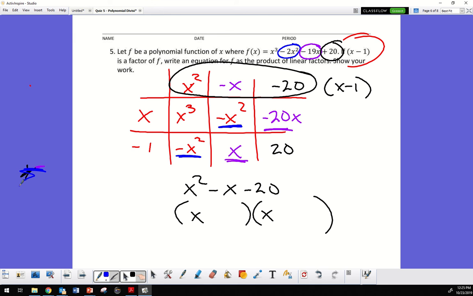Now, the next thing over here is negative 20. So, two things multiplied to be negative 20.